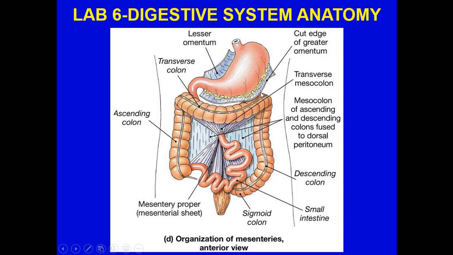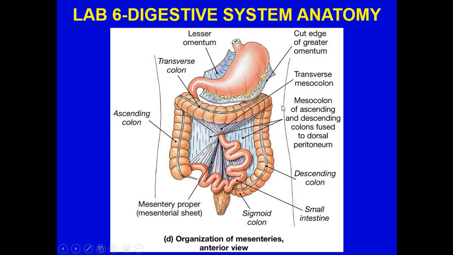This is the lesser omentum. This is the cut edge of the greater omentum. Notice that they're attached to the stomach. Here would be the duodenum. And then from that, you would have, of course, the small intestine, first the jejunum, and then later the ileum. They are all attached in part to the mesocolon.